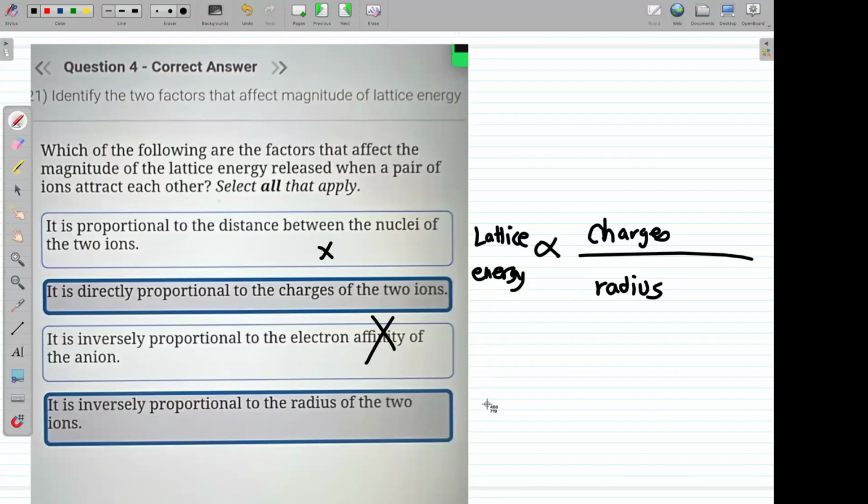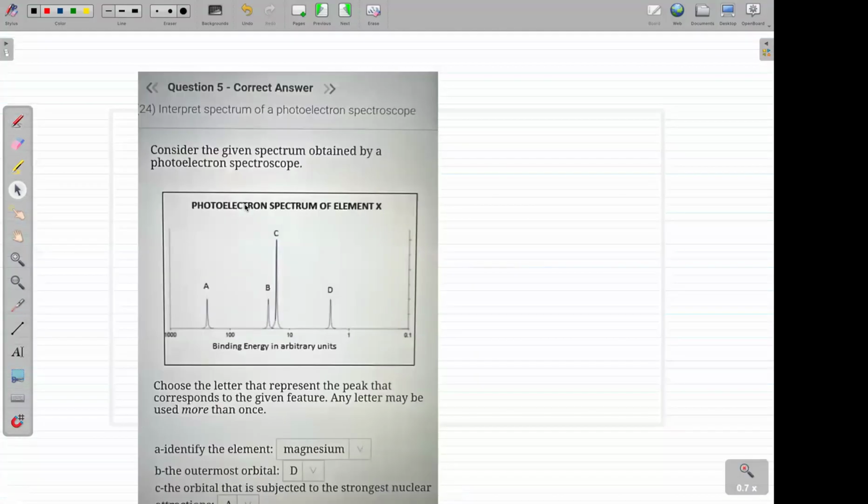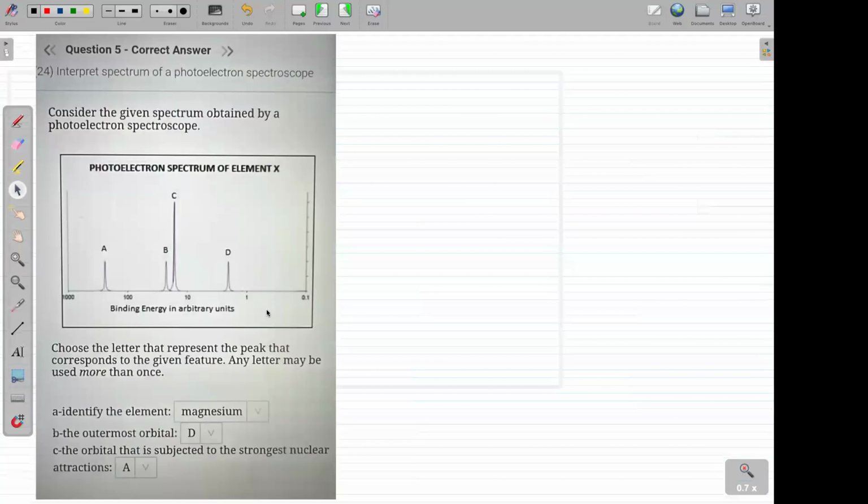Question number 5 is again with the PES. A photoelectron spectrum of element X. Choose the letter that represents the peak that corresponds to the given feature. So identify the element. Before I identify the element, let me see the PES. The nucleus is this side. Why? Because the closer you are to the nucleus, the bigger your binding energy will be. You have to identify where the nucleus is at the beginning, because if it is reversed, you will mess up the graph.